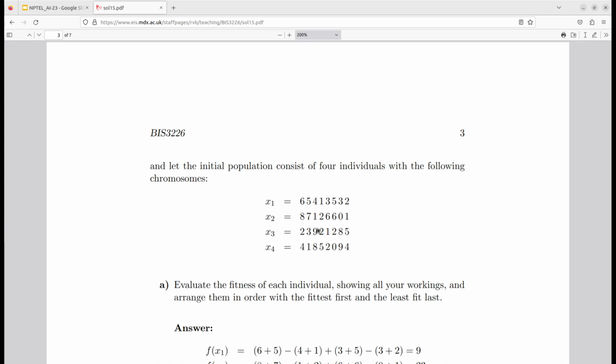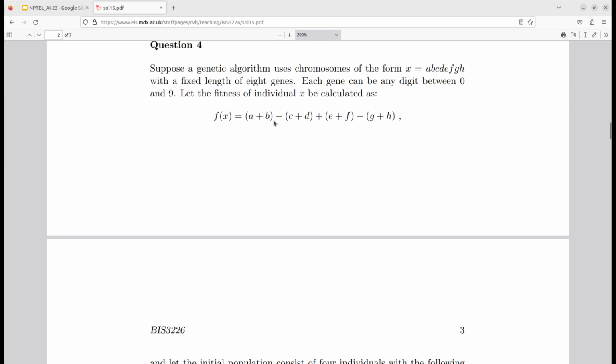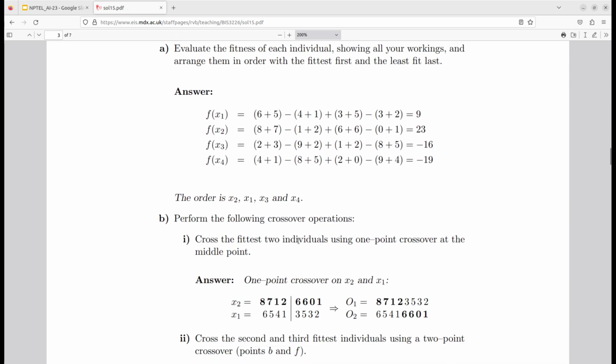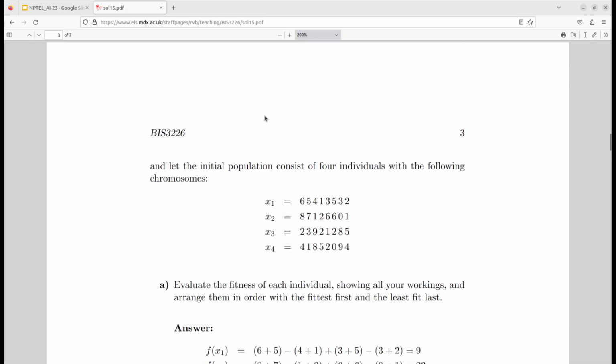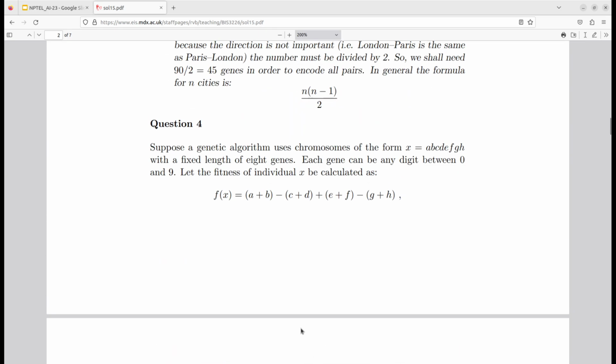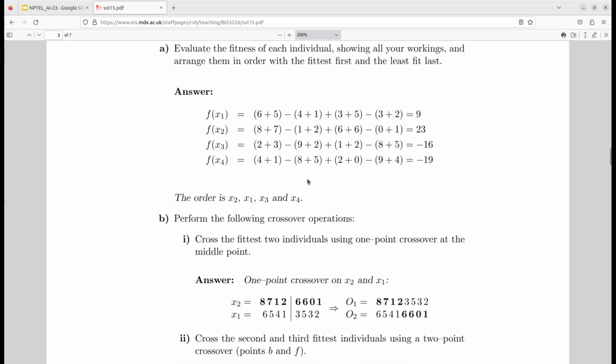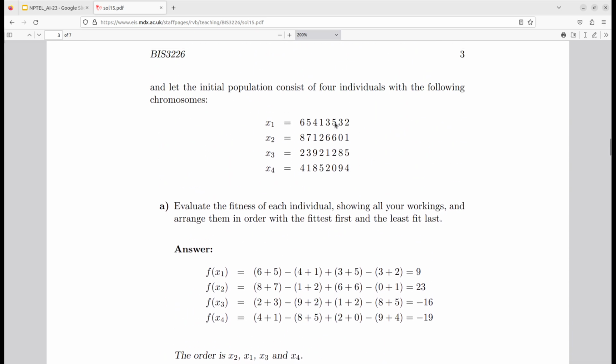Now we are going to evaluate the fitness function, the same as this. A plus B means sum the first 2 bits, 6 plus 5, minus the other 2 bits, C plus D. Then again the sum of the next 2 bits, 3 and 5, and deduction of the next 2 bits, 3 and 2. Finally we have 9, right? So f of x1, the fitness for the x1 chromosome, is 9. Similarly we calculate for the others as well.